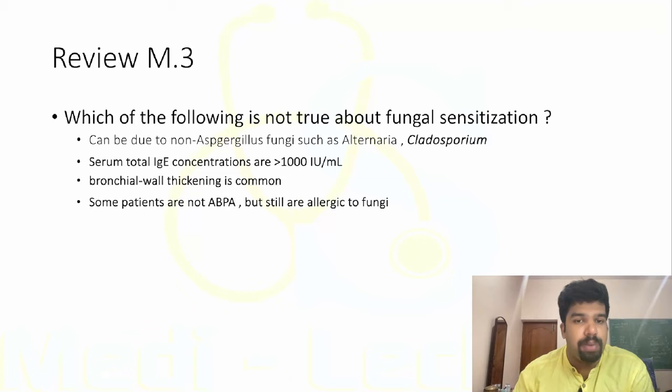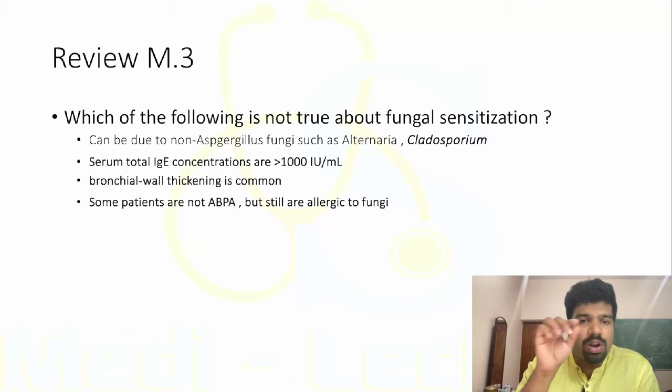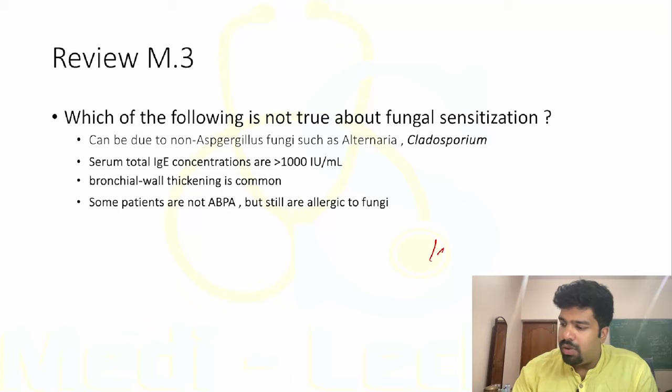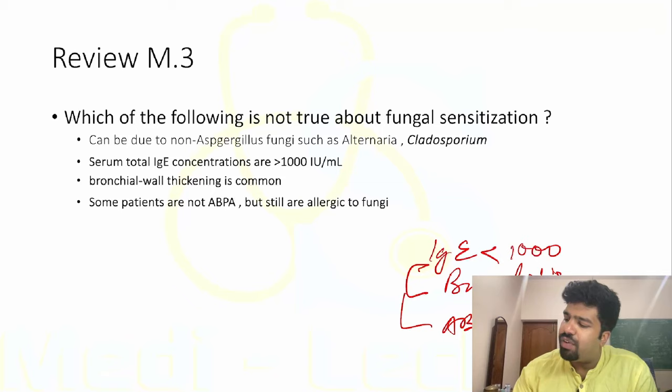Okay, if ABPA is happening, the IgE levels will increase a lot. It will go more than 1000, and then it's going to cause the picture of a frank lung issue. But in fungal sensitization, it is not as severe. There is a lot of bronchial wall thickening because of a reaction in local areas, but it is not severe enough to fit the criteria for ABPA. And IgE levels are usually less than 1000. Okay, so some kind of bronchial wall thickening is definitely there, and it is not meeting the criteria for ABPA, but still some kind of fungal sensitization is present. This is called fungal sensitization.